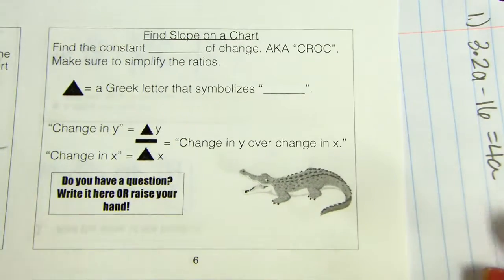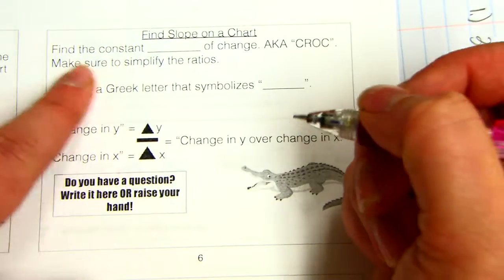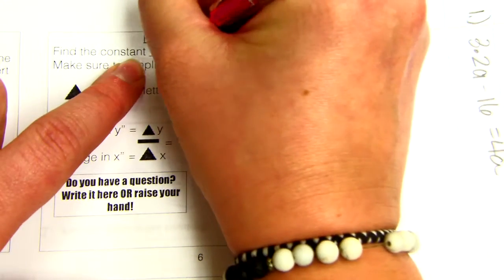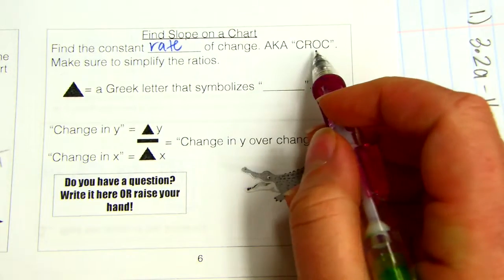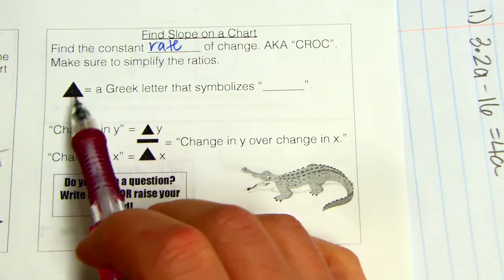Here we've got some charts coming up. So we've done find the constant rate of change, and that's what we're going to do here. Find the constant rate of change, aka the CROC. Make sure to simplify the ratios.